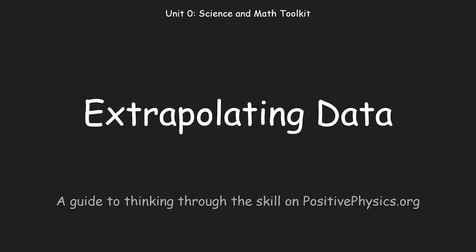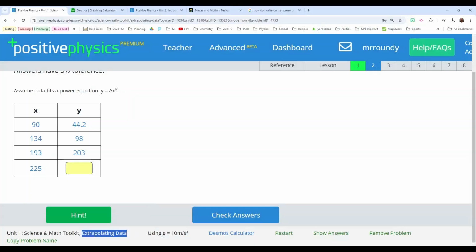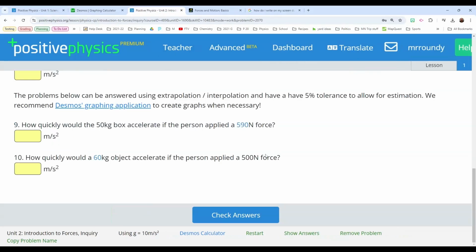Today we're going to be looking at a skill on positivephysics.org in the Science and Math Toolkit, which is often Unit 0. You can see I've got it in Unit 1 in my class. And we're looking at the skill extrapolating data. This skill gets used throughout the year in Positive Physics as you go to units like, I think this one is forces and introduction to forces, and when you do the inquiry.